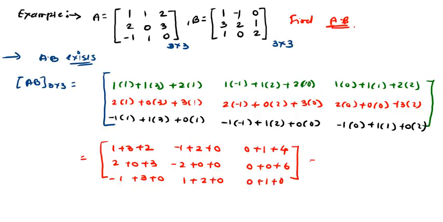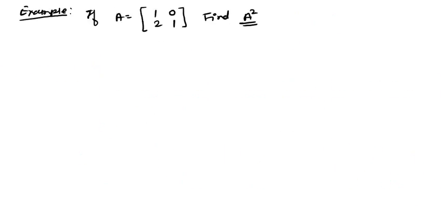Okay, we will write the final answer. The final answer is 1 plus 3 plus 2 is 6, then 1, 5, 5, minus 2, 6, 2, 3 and 1. Okay, this is our required matrix, which is of order 3 by 3.